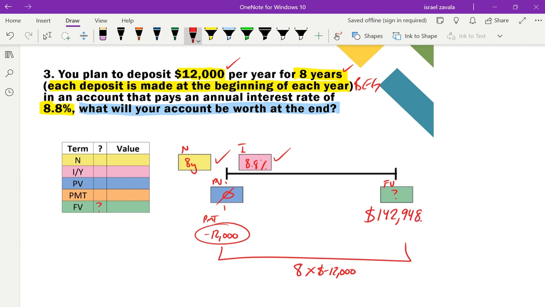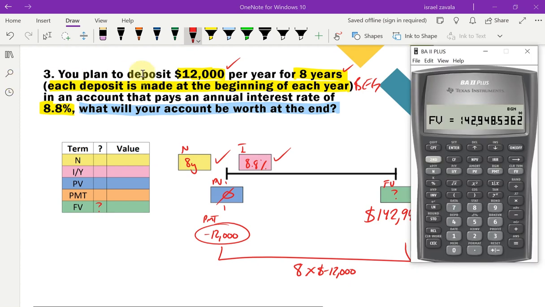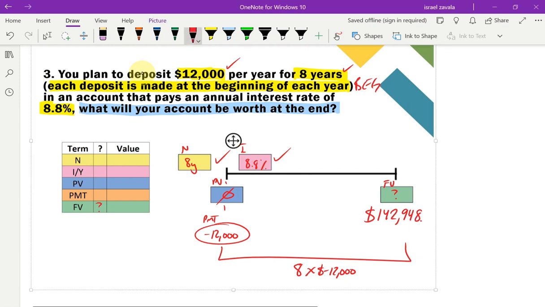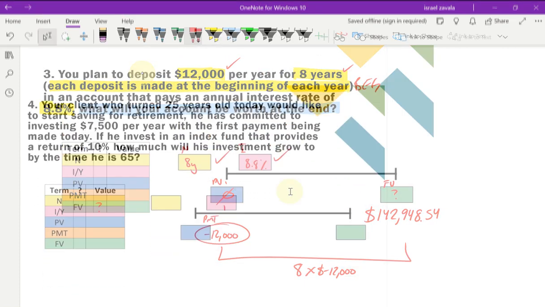$142,948. And what are the cents? And 54 cents. It's really a sort of straightforward problem. I hope you guys are getting a hang of it. Let's move on to the next problem.